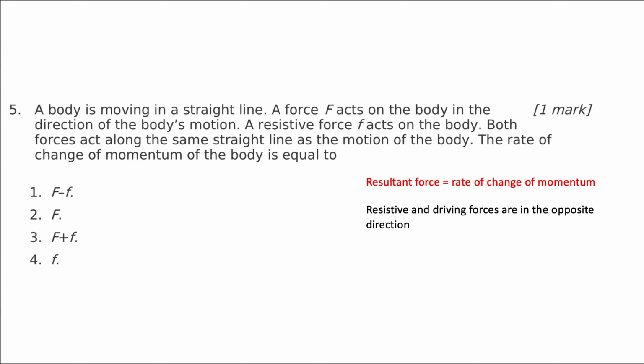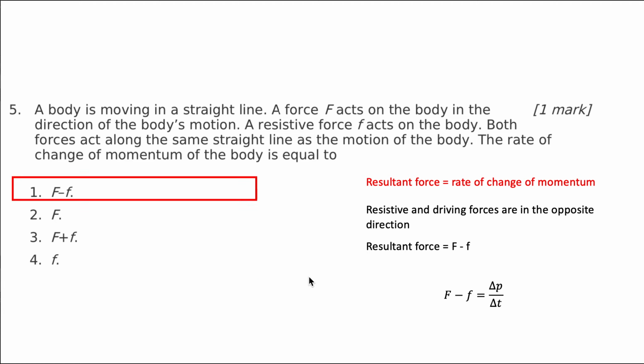Our resistive and driving forces are in the opposite direction. I'll take the driving force as capital F in the positive direction and the resistive force, small f, in the opposite direction. We're left, therefore, with the resultant force being F minus f, which is delta p over t. That's the rate of change of momentum of the body. In other words, our answer here is 1, or A.